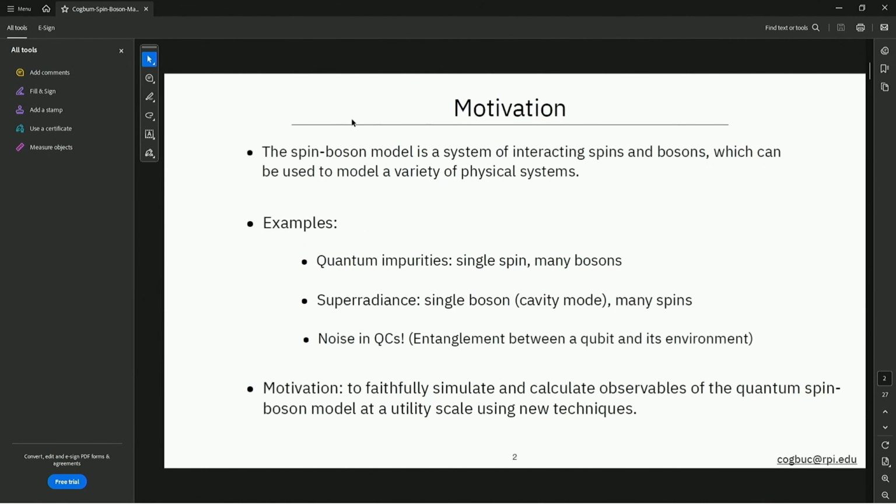All right, so what's our motivation? Well, the Spin-Boson model is a system of interacting spins and bosons, and it can be used to model a variety of physical systems. Some examples of this are quantum impurities, a single spin with many bosons, and superradiance, a single boson or cavity mode with many spins. It can also even be used to model noise in quantum computers, the entanglement between a qubit and its environment. So the motivation of this talk in particular is that we want to faithfully simulate and calculate observables of this quantum spin boson model at a utility scale using new techniques, which I'll explain to you shortly.